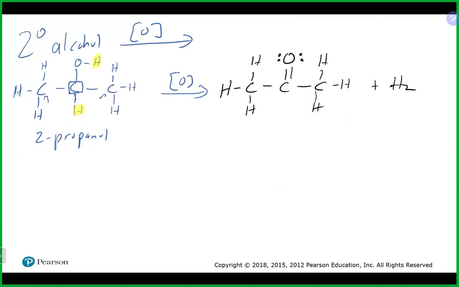This makes us a secondary alcohol, and we end up with what is known as a ketone. That is a ketone in this case, where you oxidize it. The functional group of a ketone is this one right here, 3 carbons in a row with the double bonded oxygen in the center. So if you oxidize a secondary alcohol, you actually end up with a ketone.